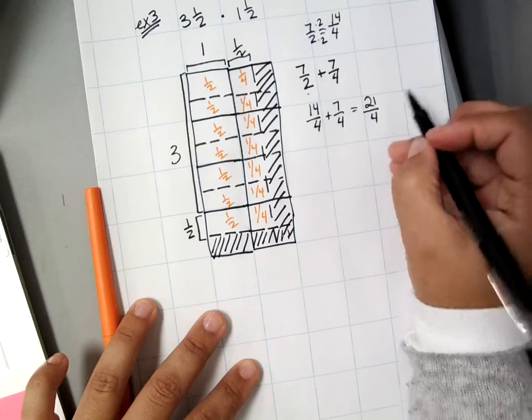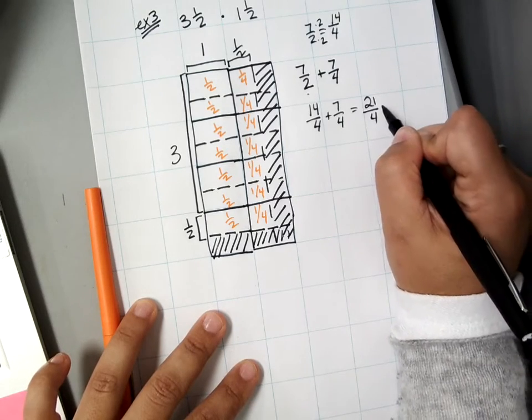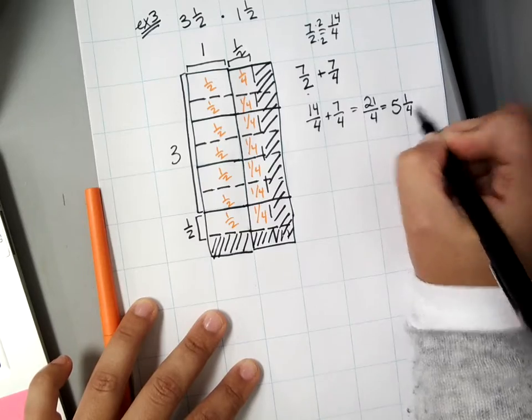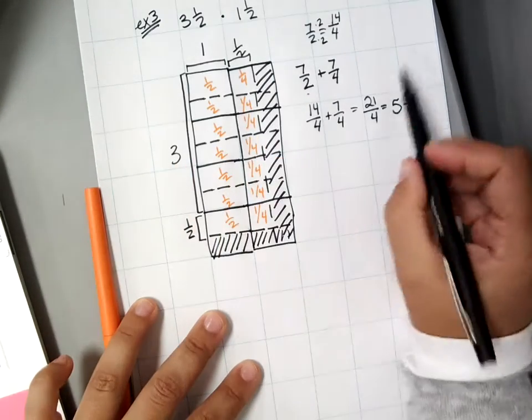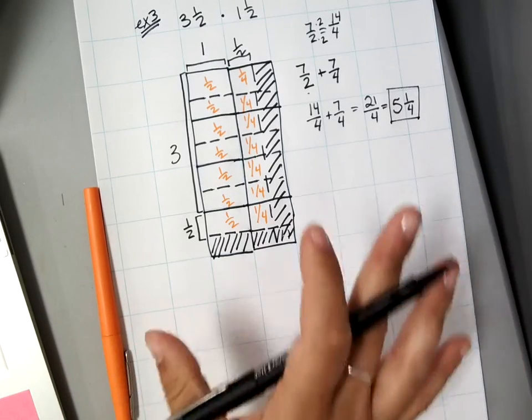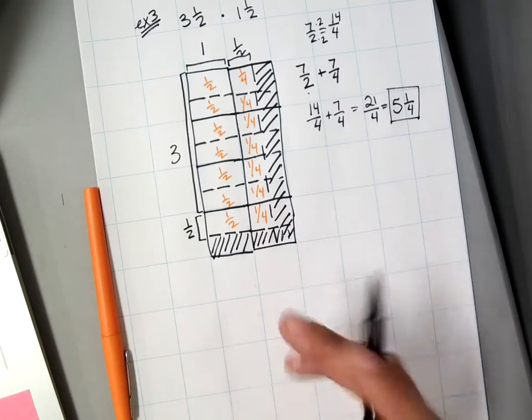And then go ahead and change this into a mixed number. So 4 goes into 21 5 times. I have 1 left over. So 3 1/2 times 1 1/2 is 5 1/4. So go ahead and make sure you've written these notes down.